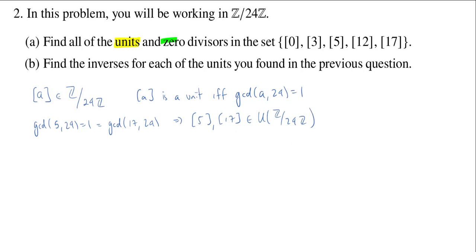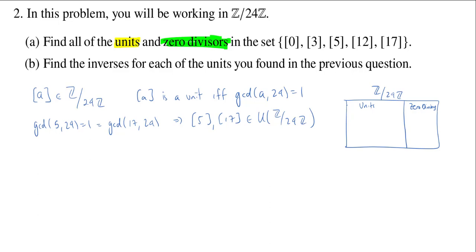Now next, we are also asked to find the zero divisors. And the important thing here is that when you're looking at Zmod MZ, or in this case Zmod 24Z, but this works for any modulus, you actually break up the set of equivalence classes into just two partitions. You have the units and you have the zero divisors. So anything that is a unit is not a zero divisor, anything that's a zero divisor is not a unit, and anything that is not a unit is a zero divisor, and anything that's not a zero divisor is a unit. You're in one or the other.